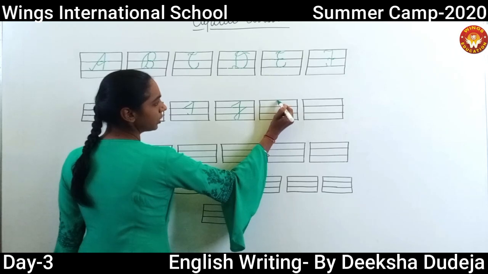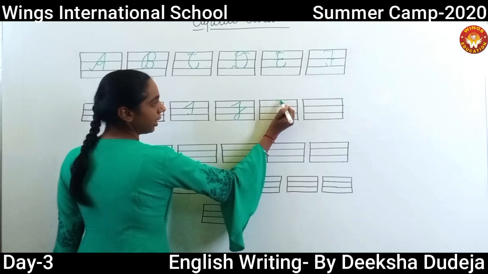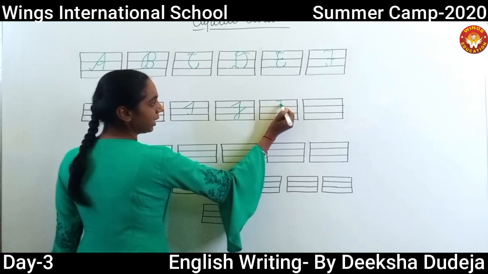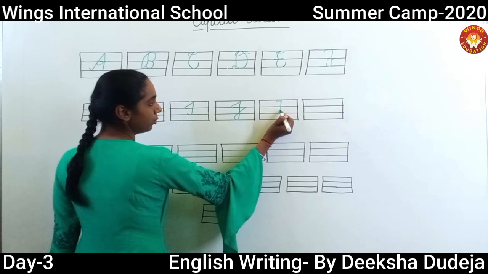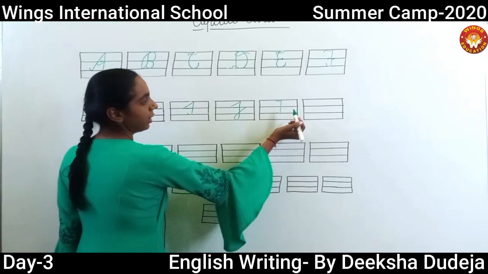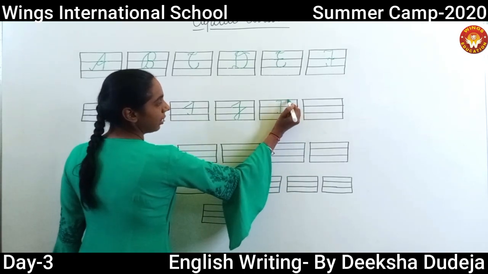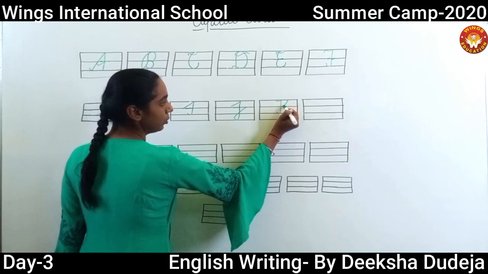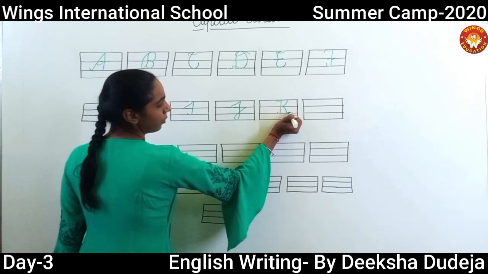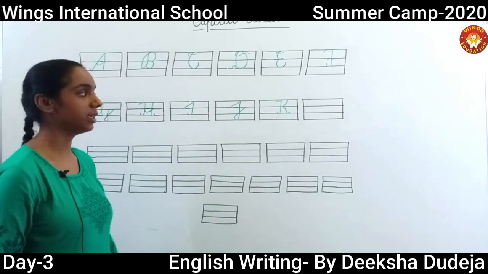I draw small curve line, touch to first line. I draw standing line, first line to third line and round this line, small round. And again I draw two slanting line. First start from first line to second line and second start from second line to third line and round, small round. It is K.